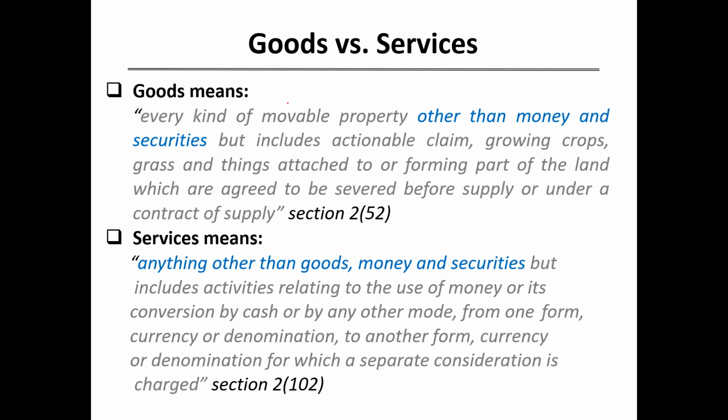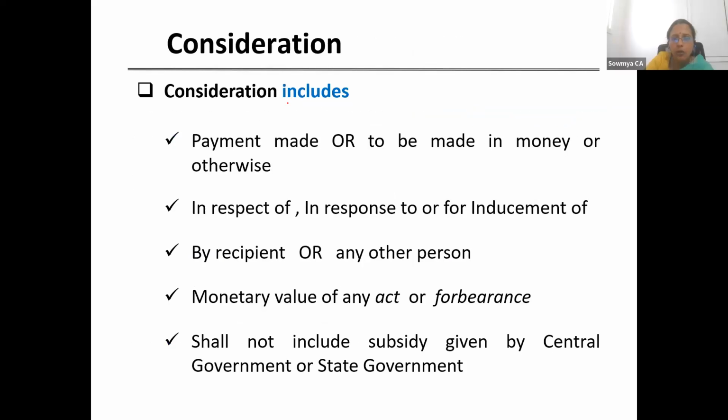Okay, good. Now we move to consideration. Consideration means something in return for the supply. It can be the payment made or to be made in money or otherwise, in respect of, in response to, or for inducement of the supply. And it can be by the recipient or by any other person. It need not be from the person who took the goods. It can be a monetary value or a forbearance, that you agree to do a certain thing, or you stay away from doing something, even that becomes a consideration. But it is specifically provided that subsidy given by central government and state government does not form part of consideration.